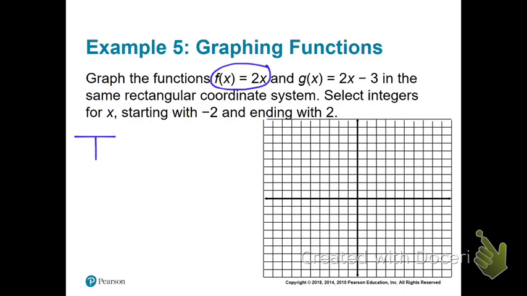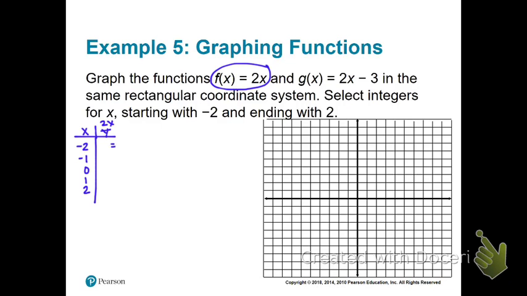So let's make a table. So we have x and y, but we know this is also 2x because that's what they told us. And it said to select integers of x from -2 to +2. So -2, -1, 0, 1, and 2. How am I going to find the y value if I know the x value? Plug it in, right?